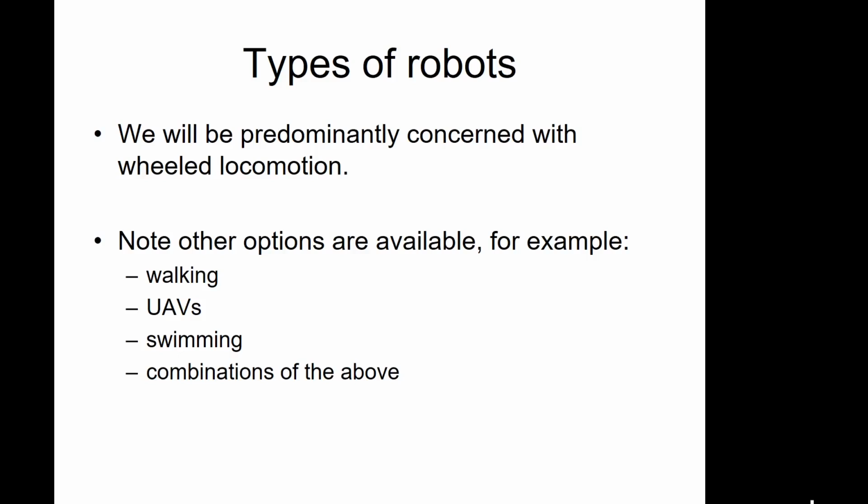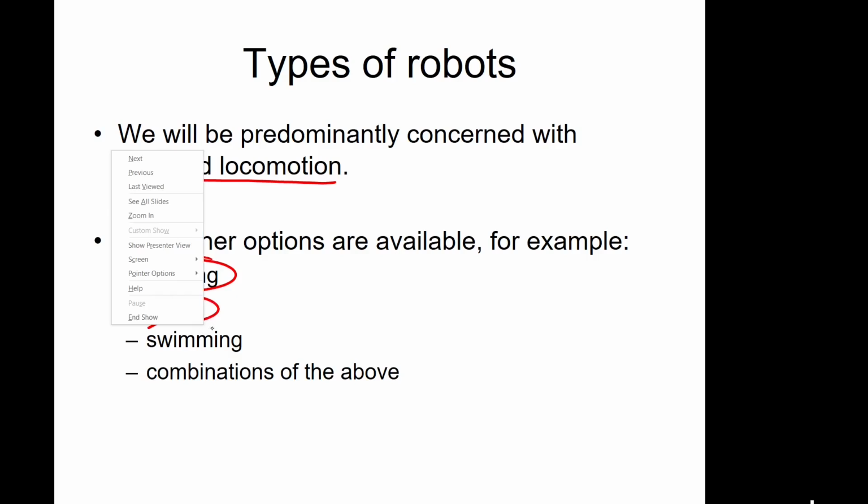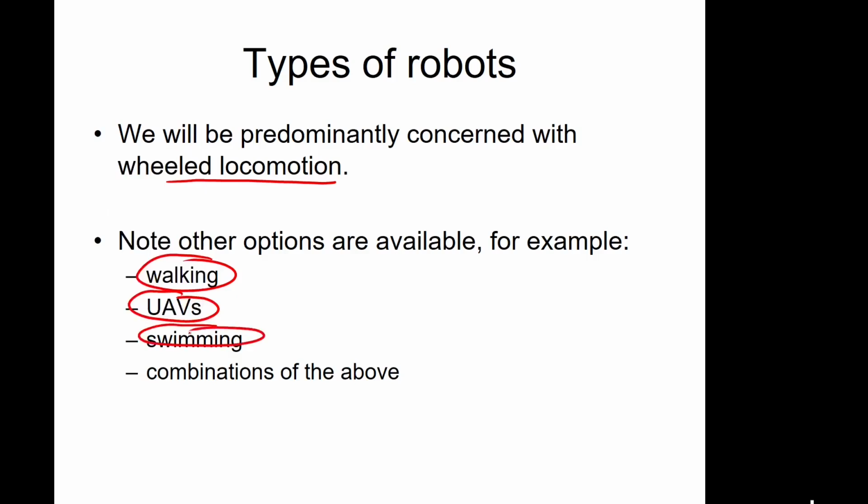In terms of robots, we'll keep it relatively simple, and we'll look at wheeled locomotion. There are advantages to just looking at wheeled robots, which we'll come on to. But I just want you to bear in mind there are lots of other options. We can have walking robots, UAVs, so for example drones. You can even get robotic fish. So there are lots of options for robotic systems.